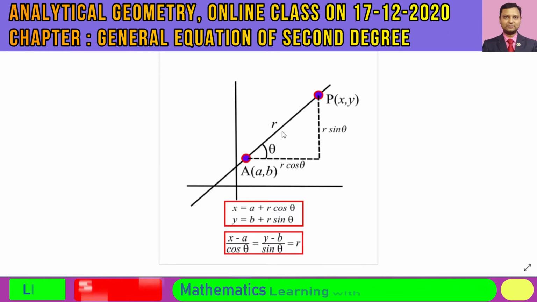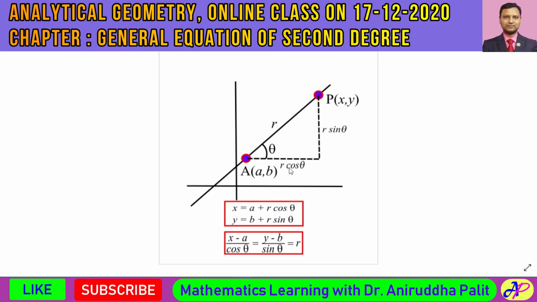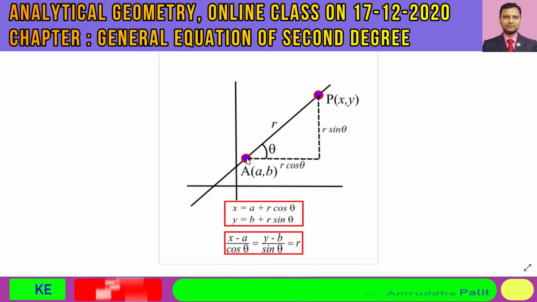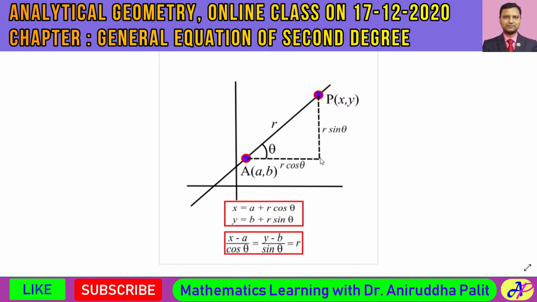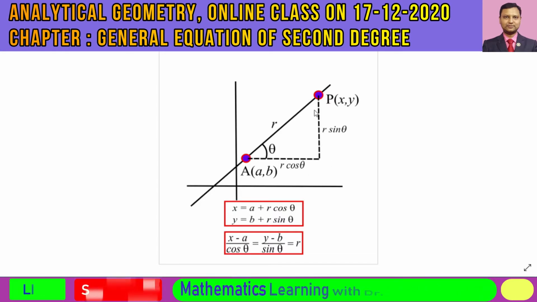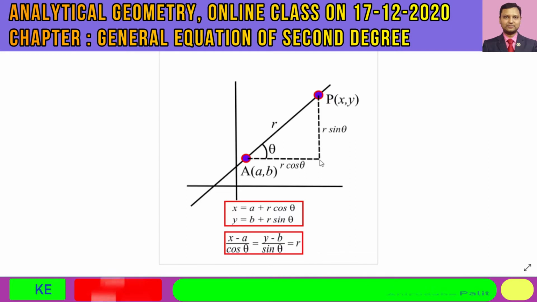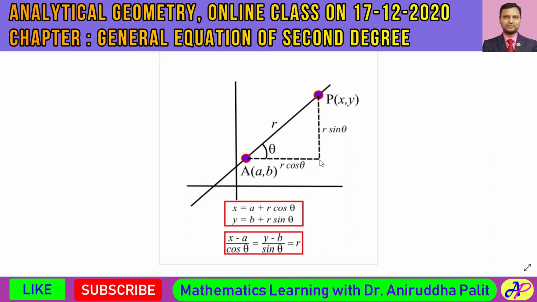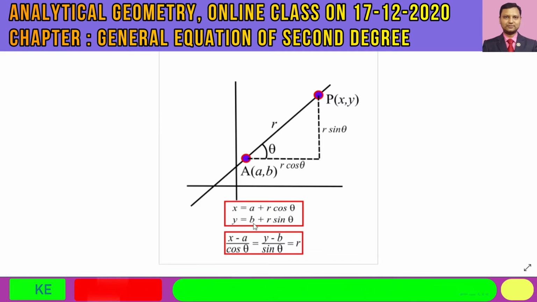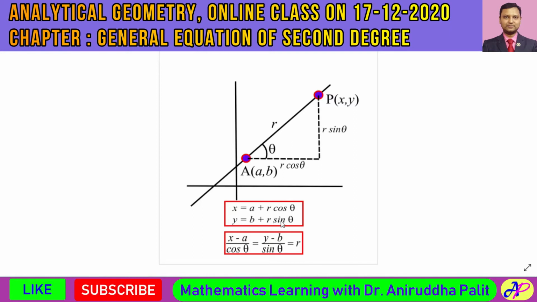is equal to the distance r, small r. In that case we know that the base of this triangle is equal to r cos theta, and the perpendicular of this triangle is equal to r sin theta. As a result, we will be able to write x is equal to a plus r cos theta and y is equal to b plus r sin theta.